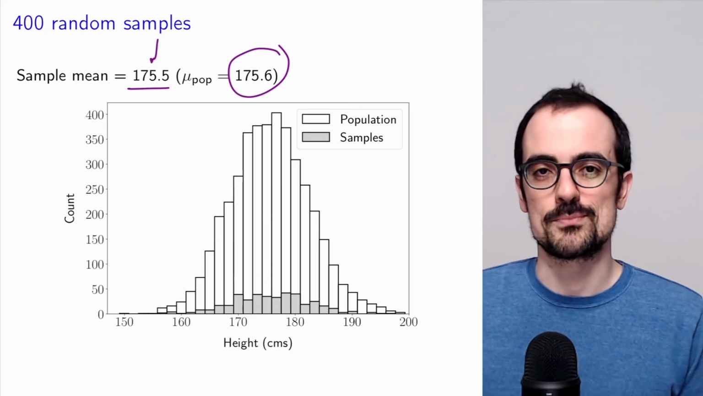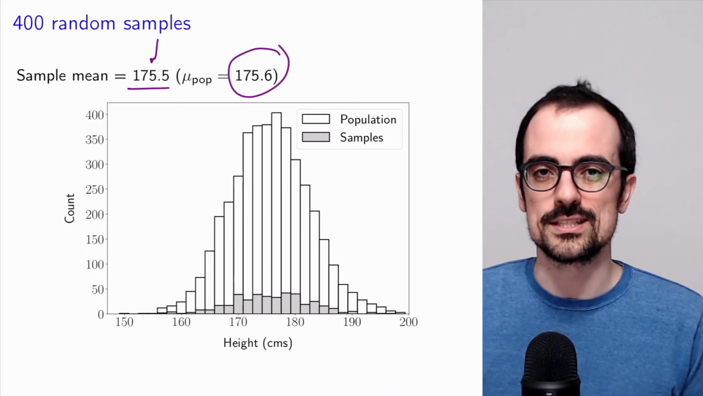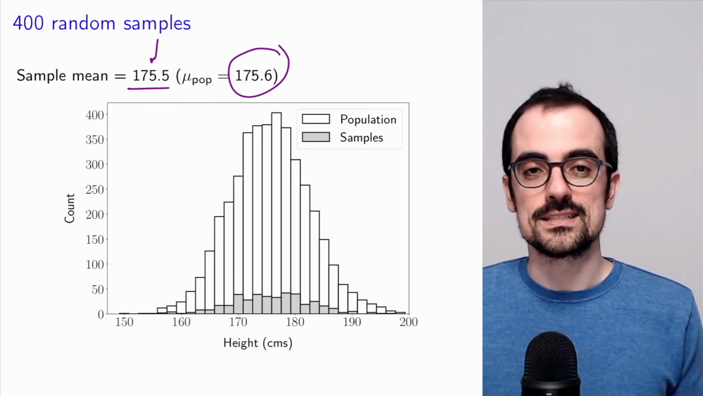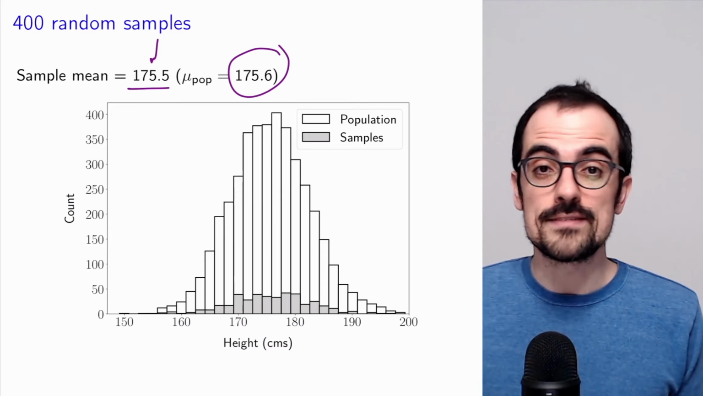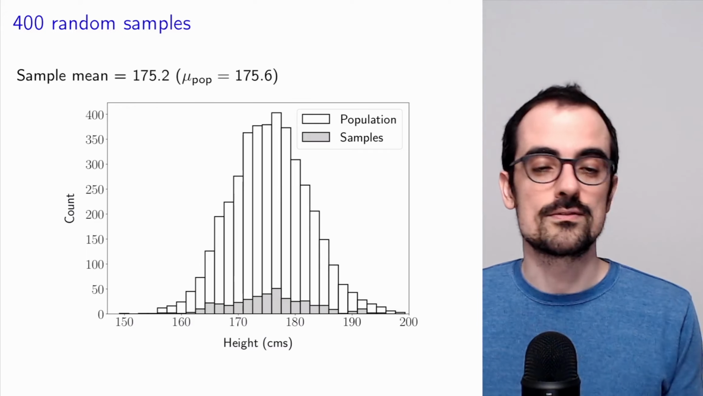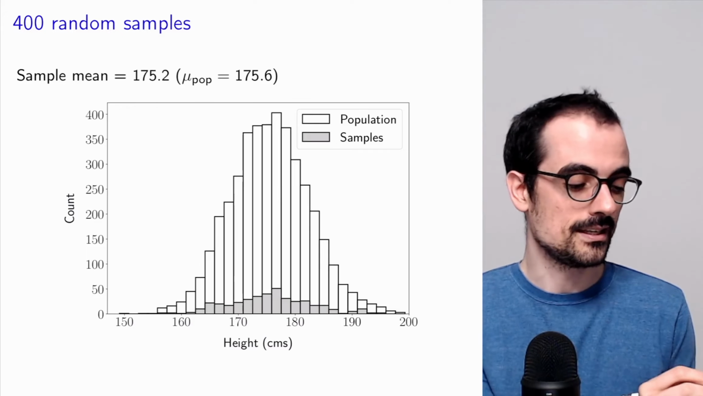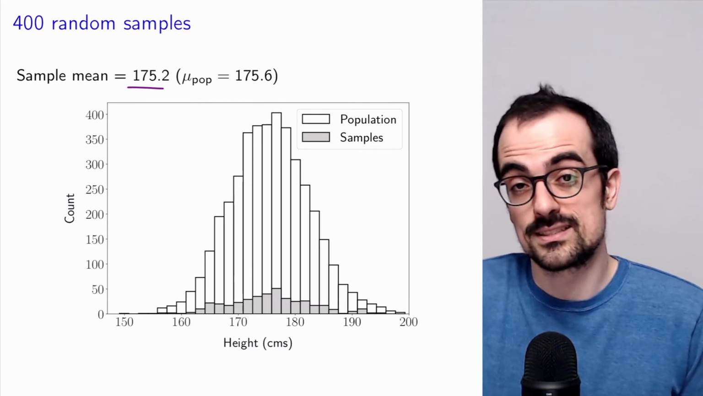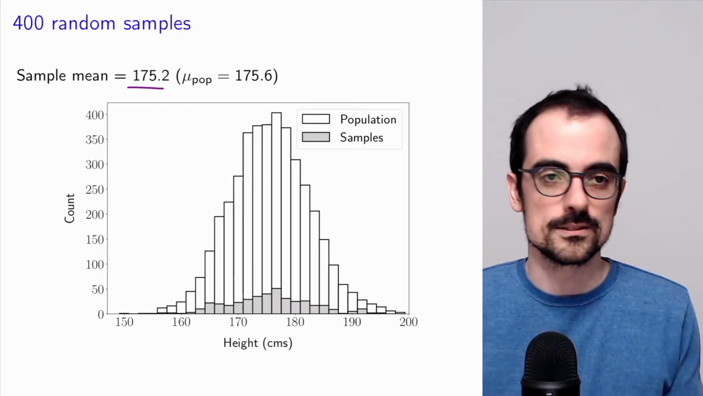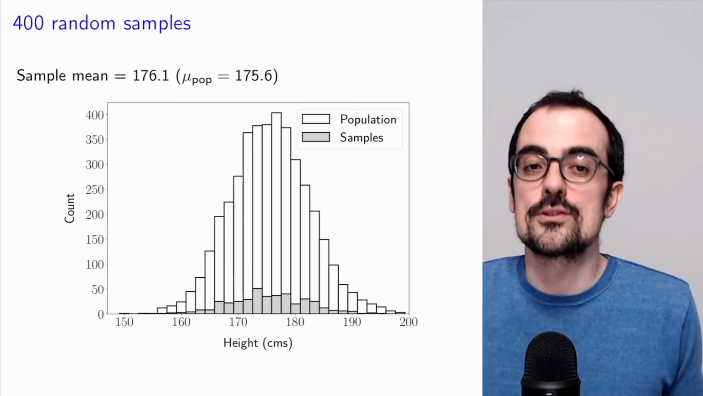So this procedure of just taking 400 people, computing their mean, is actually very, very precise. But it has this wrinkle where if I repeat the process, I'm going to get a different estimate. So these are 400 other samples. As you can see, the estimate is different. It's still kind of close. It's still very close to the population mean, but it is different. Another 400 samples, another estimate.